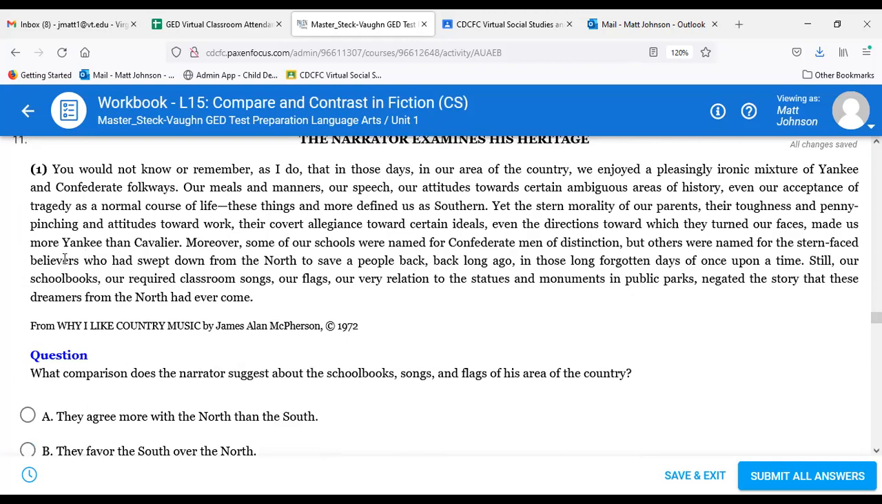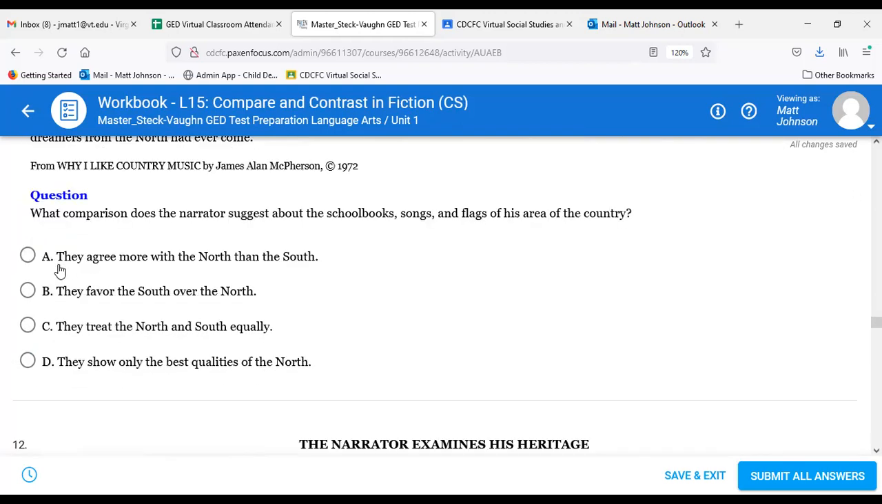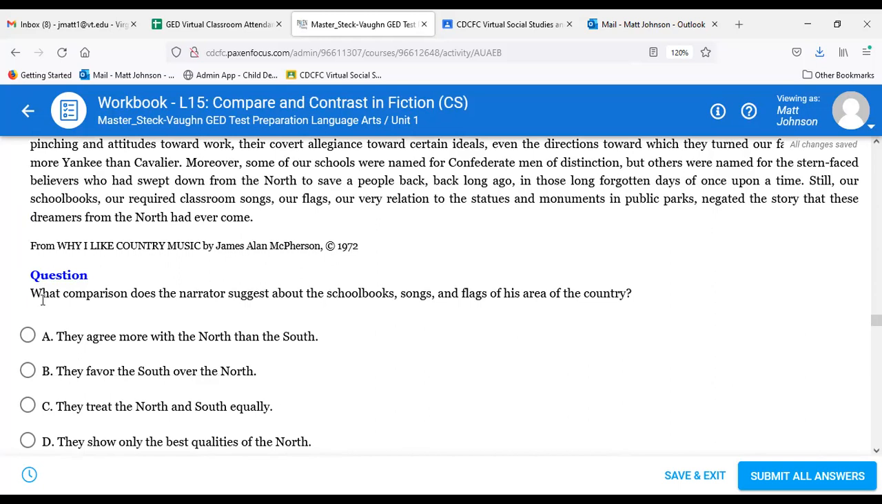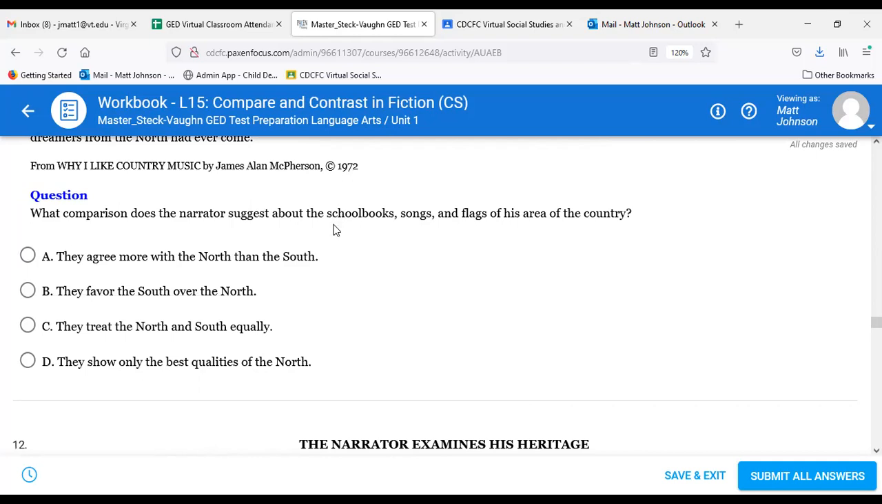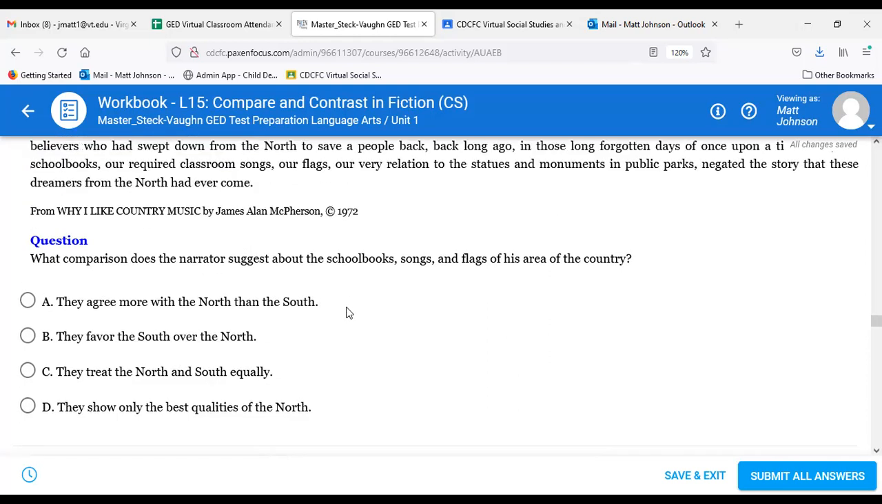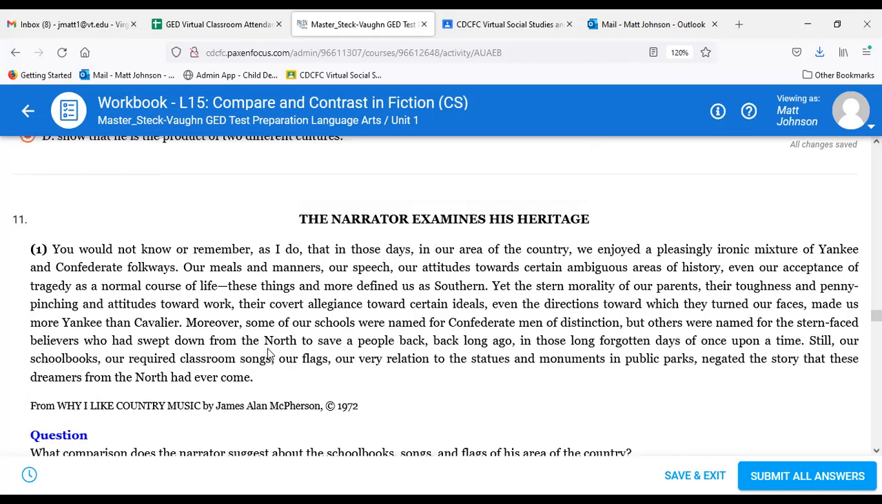Yeah, it's the same passage. Sasha Gay, you want to read number 11 for us? What comparison does the narrator suggest about the school book songs and flags of his area of the country? A, they agree more with the North than the South. B, they favor the South over the North. C, they treat the North and the South equally. D, they show only the best qualities of the North.